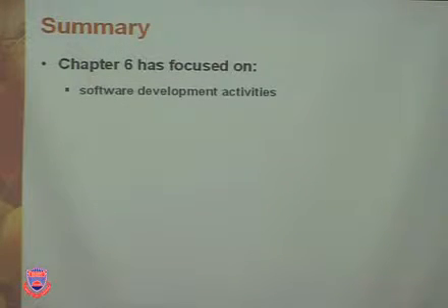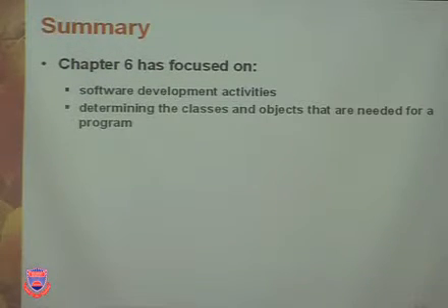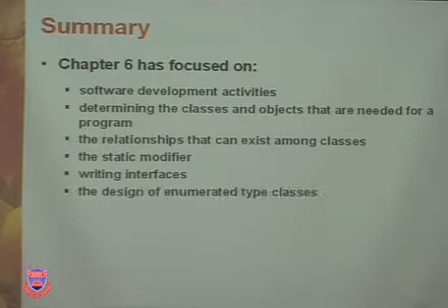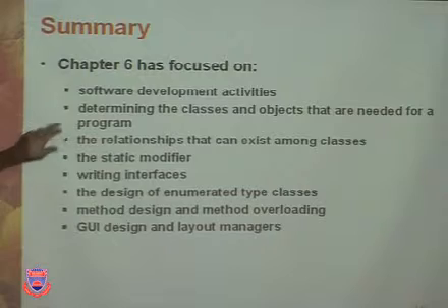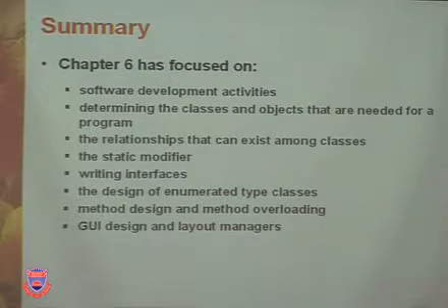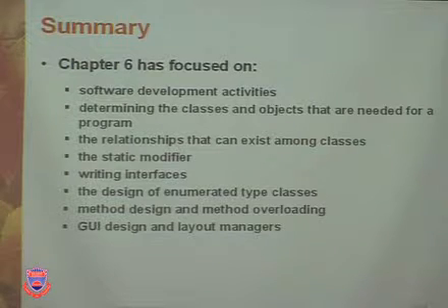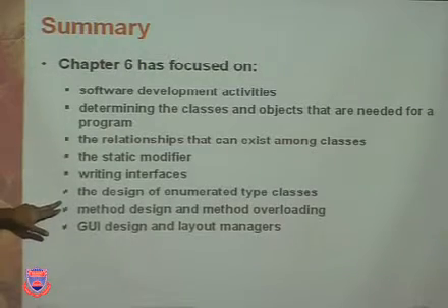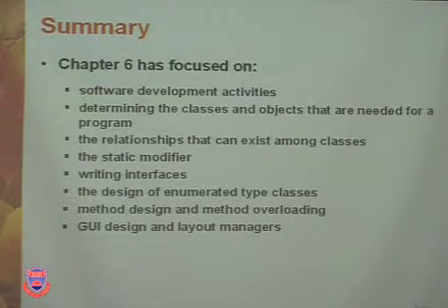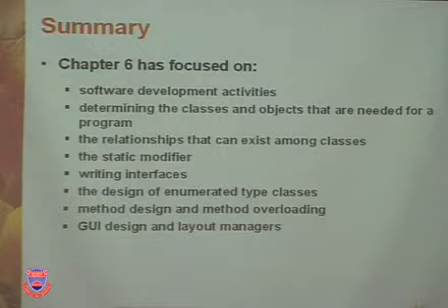To summarize what we have covered in chapter 6, we have seen how software should be developed, and what the activities involved in software development are, and how to identify the classes and objects, and the relationships between these objects are also given. And we have seen the static modifier, how to write interfaces and enumerated types, and then method design and method overloading. And we have seen additional GUI components in today's class.